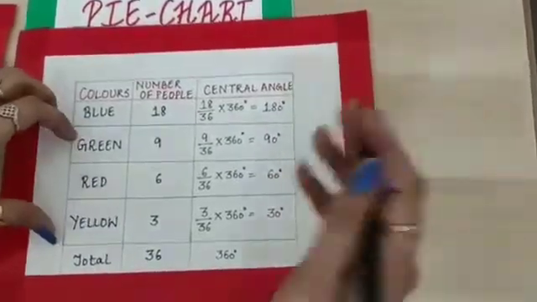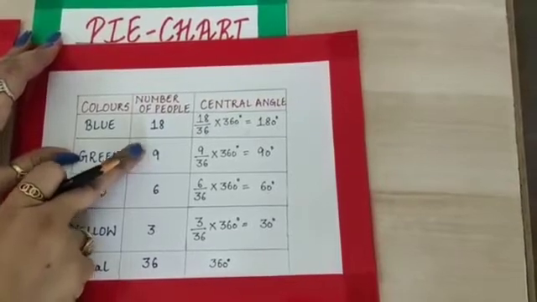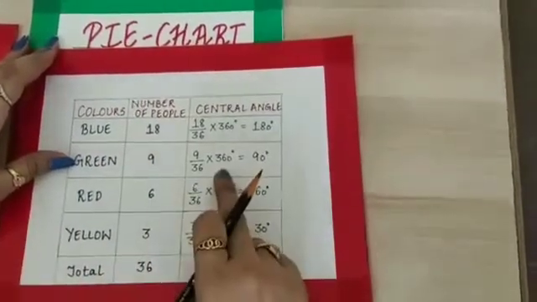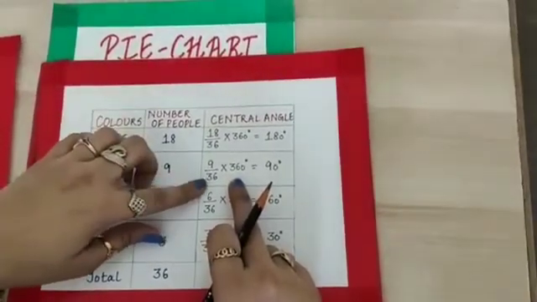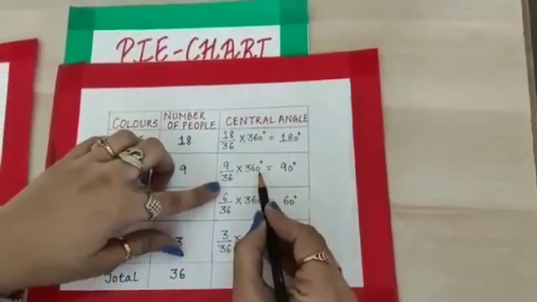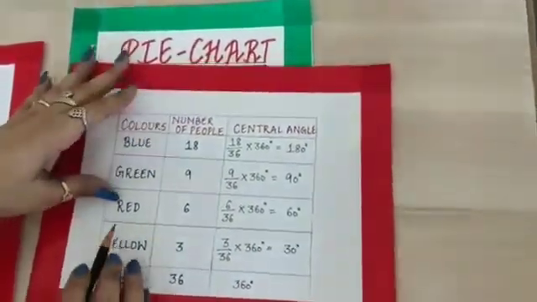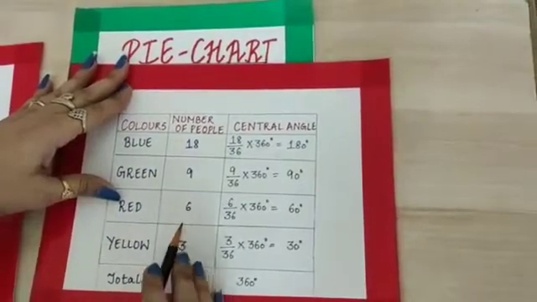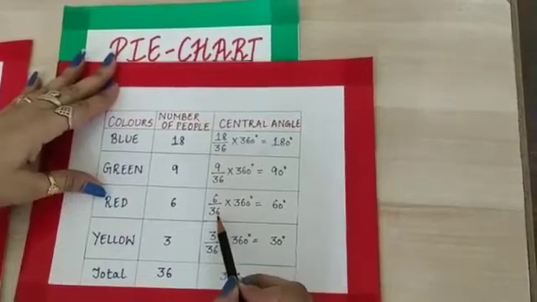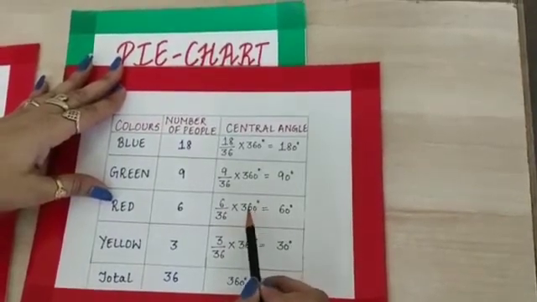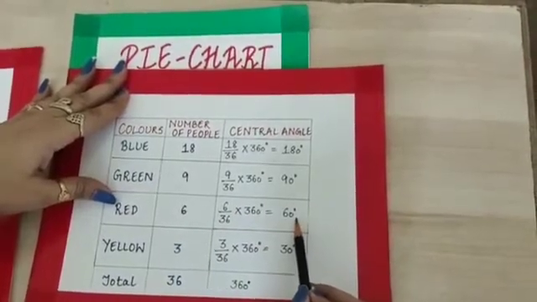Next, green color is liked by 9 people. First we find the fraction, 9 upon 36, multiplied by the complete angle, 360 degrees. After solving this, we get the angle 90 degrees. The next color, red, is liked by 6 people. We find the central angle by putting 6 upon 36 into 360 degrees. It gives the result 60 degrees.